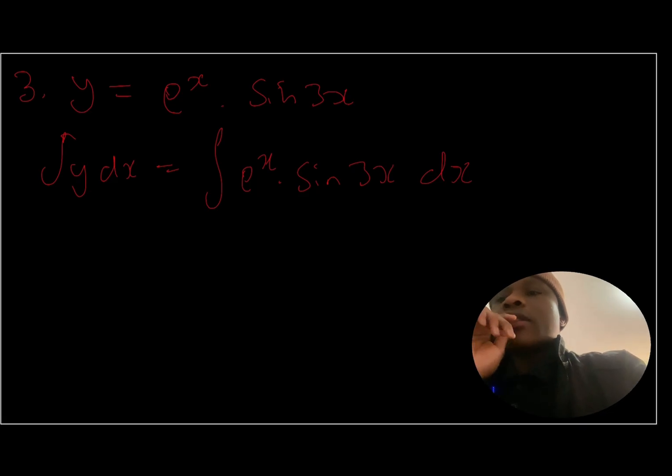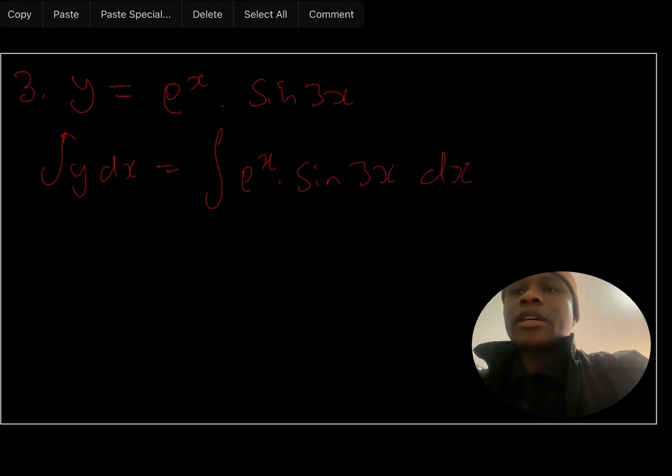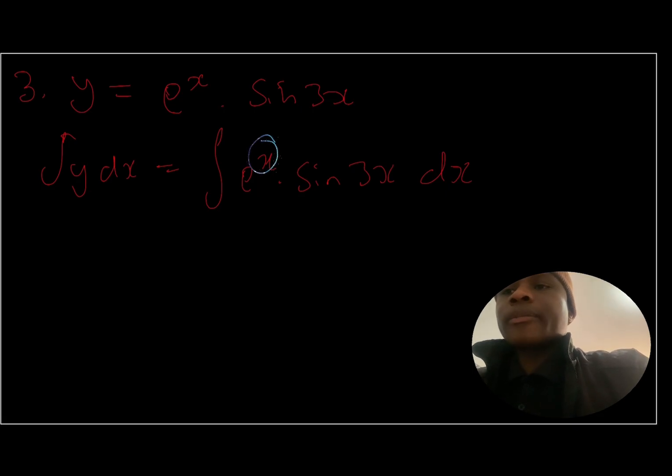Firstly, you need to identify what type of integration you have here. When you have a product of two terms carrying a variable which is x, to integrate, know that the integration is by parts. We're going to integrate this by parts, right? So we're going to use LIPET.